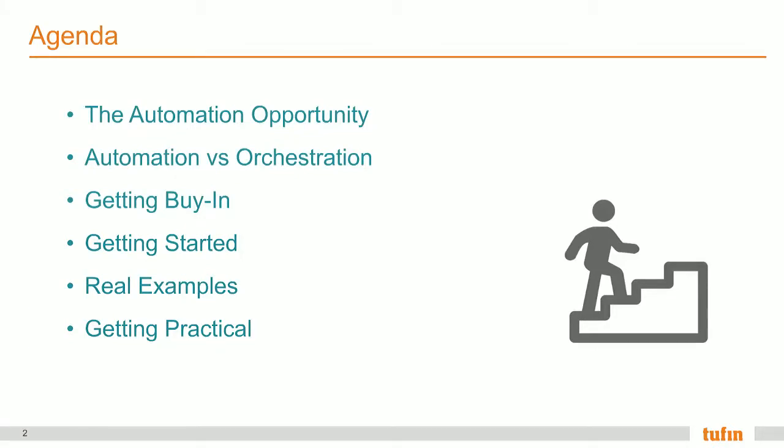So our agenda today, we put this agenda together based on some questions that we had. This is the agenda that we thought would make the most sense, and we really wanted to be answering our audience's questions. So this is why we put it together in this way. We're going to talk about the automation opportunity, automation versus orchestration, and what's the difference, going through how do you get buy-in and getting started, some real examples of automation, and then next steps in getting practical. So at this point, I will turn it over to Joe, and he can get started.